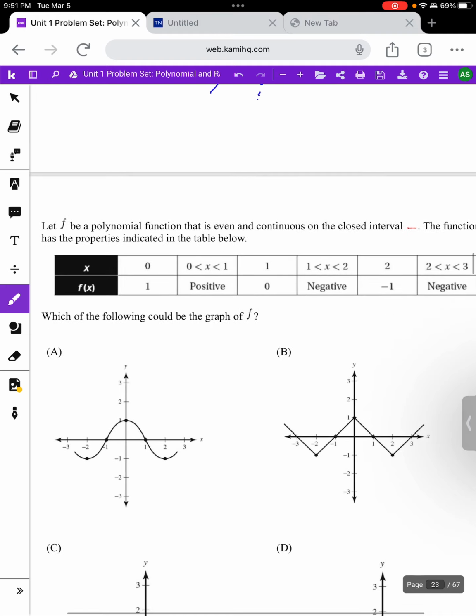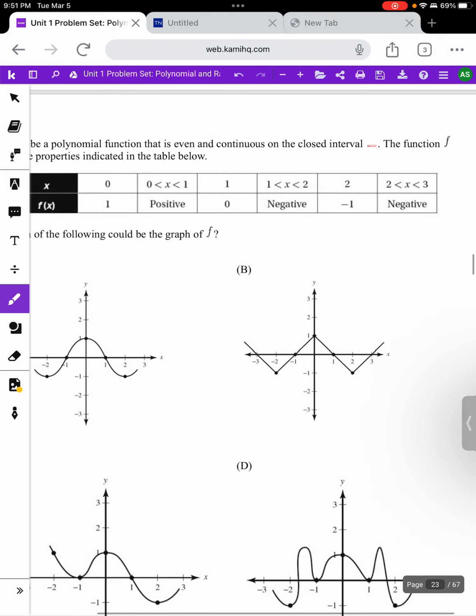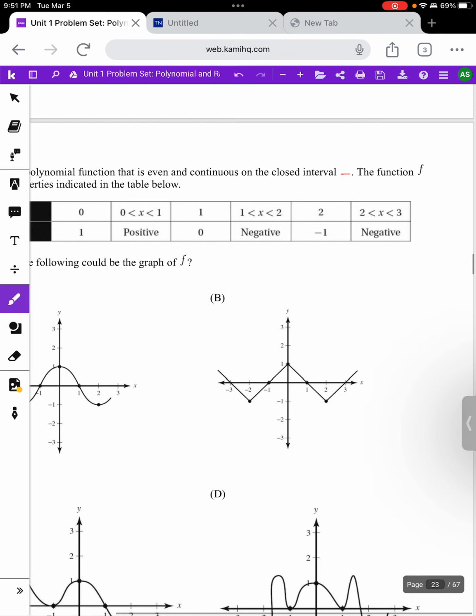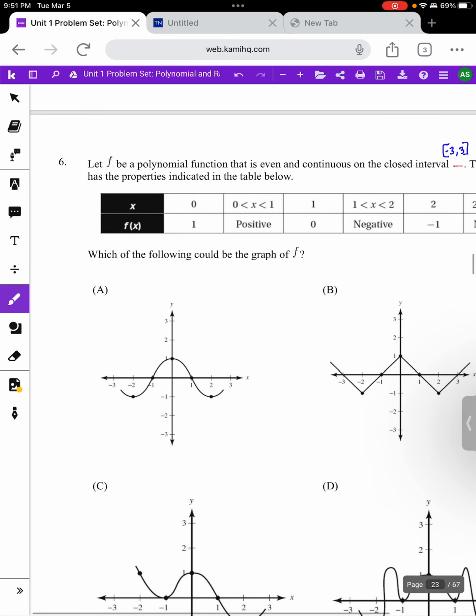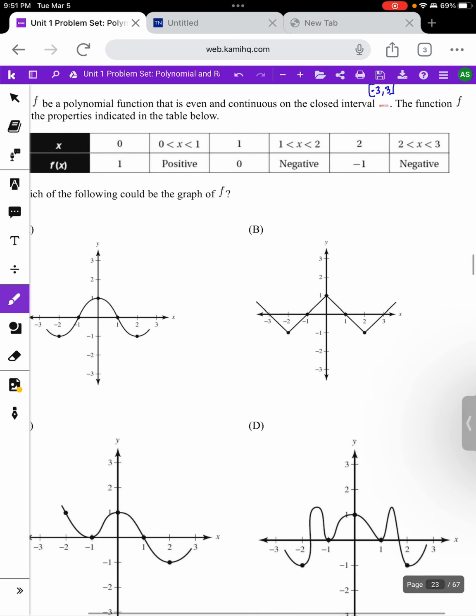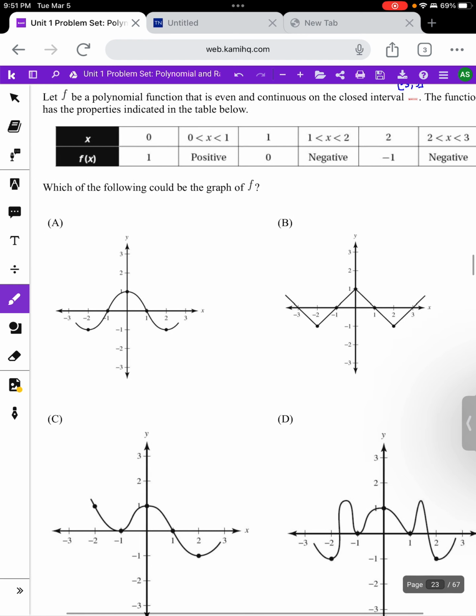Let f be a polynomial function that is even and continuous on the interval. Uh-oh. What is that supposed to say? I don't know what that's supposed to say. Hang on. What's the interval? The interval is -3 to 3. Hopefully yours says that. Okay. The function f has the properties indicated in the table below. All right. Which of the following is f?